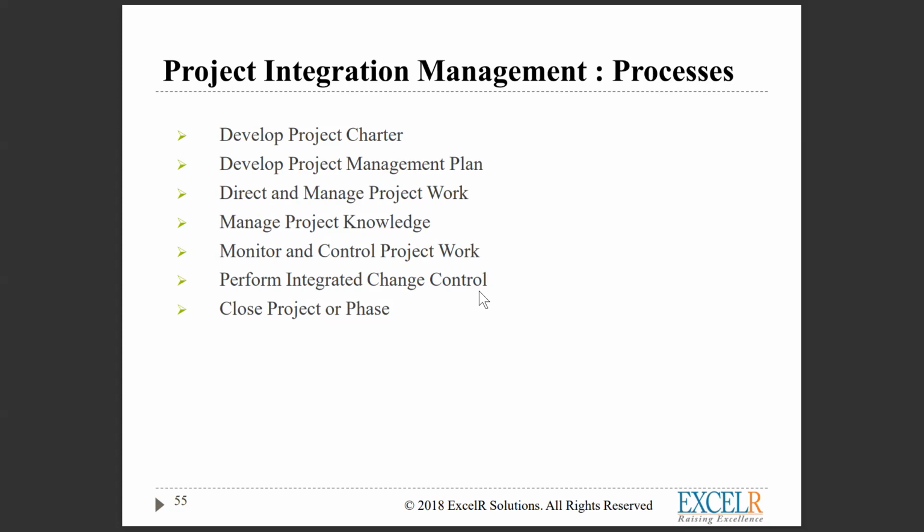Like, when you are executing the project, you have already defined the scope. The customer asks, during the execution of the project, that you need to add some more features. So where will it go? This is where you need to perform the integrated change control. And then the closing of the project. This is touching each and every process group. You see this, right? Everywhere it is touching.